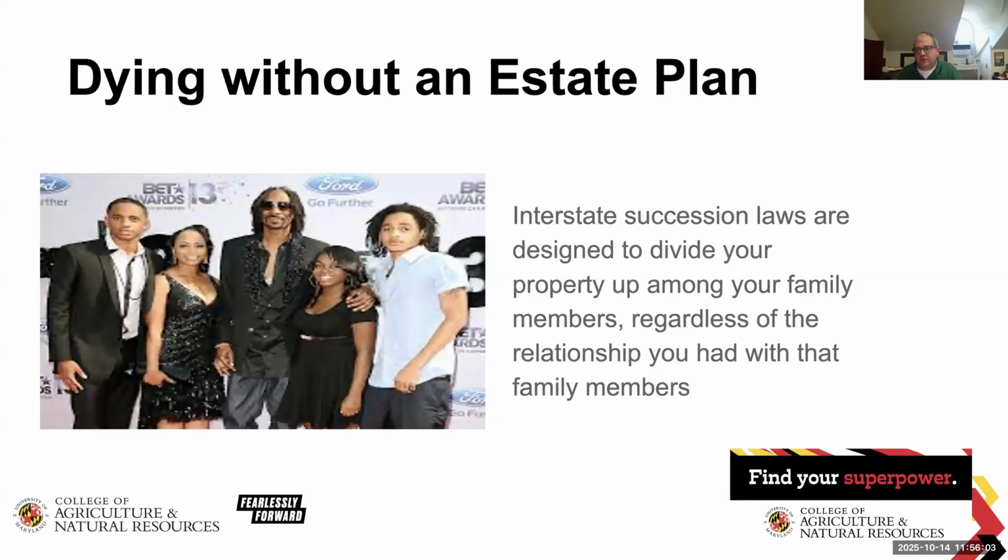And you may wonder why I have Snoop Dogg and Snoop Dogg's family up there. Snoop Dogg, about 10 years ago, said he didn't want to have an estate plan. He wanted to be reincarnated as a butterfly and watch his family fight over his fortune. You can Google this. He actually did say this. Yeah, there's still a plan, even in that situation, where there's probably going to be minimal fighting in the end.